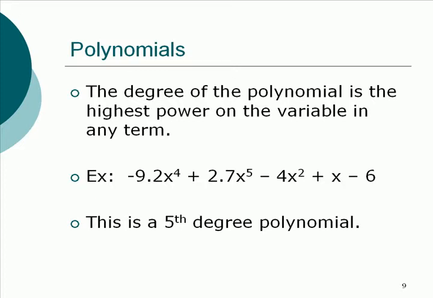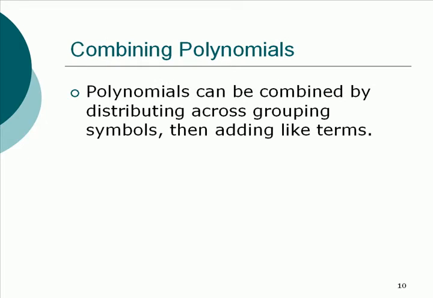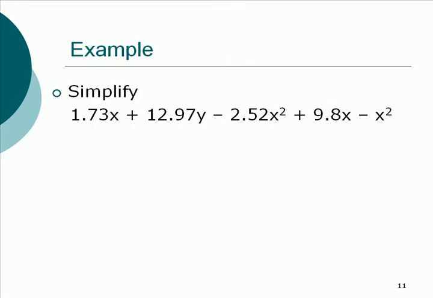Now we're going to wrap this up by doing some very simple algebra here. Polynomials can be combined by simply distributing if necessary and then adding like terms. And you have undoubtedly done this somewhere along the lines before. We're going to do a couple of very short examples. Here's an example. We want to simplify 1.73x plus 12.97y minus 2.52x squared plus 9.8x minus x squared. We want to simplify that.